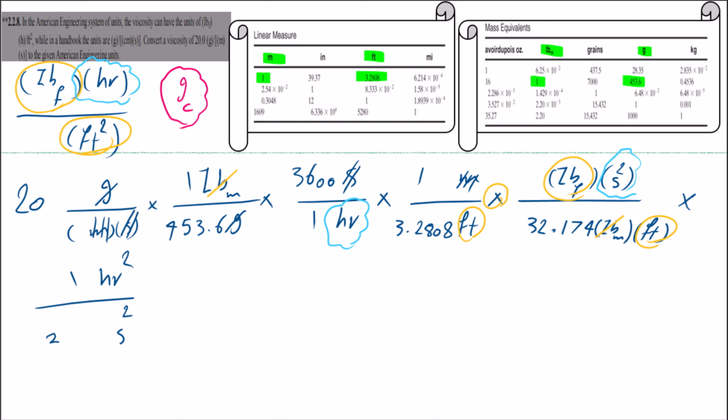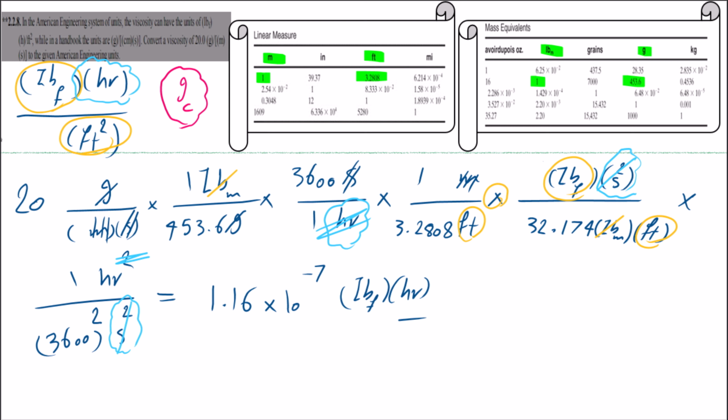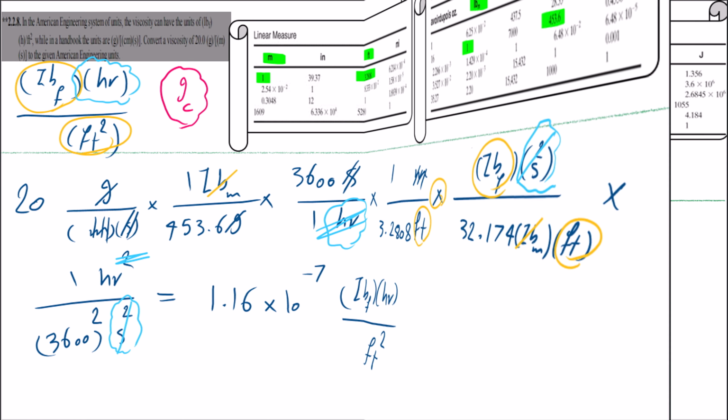1 hour equals 3600 seconds, and because of these two, we must square this number also. In this case, square second will also be removed, and one of these two will also be removed. So the things that remain will be this: 1.16 multiply 10 power minus 7 lb force hour square foot. Let's go to the next question.